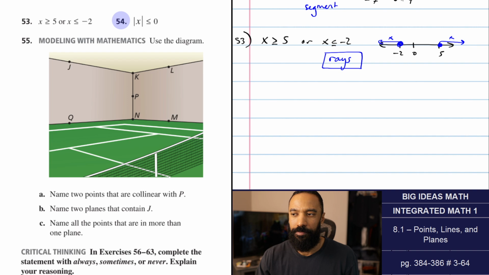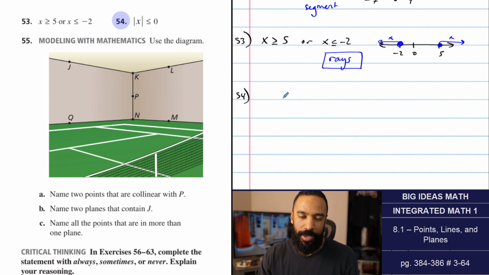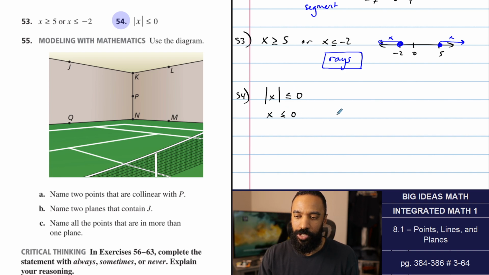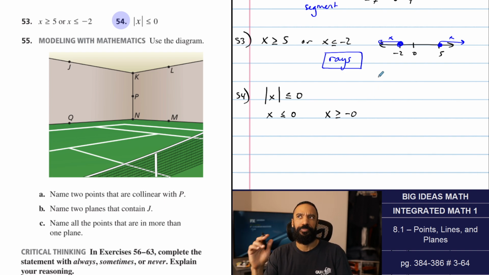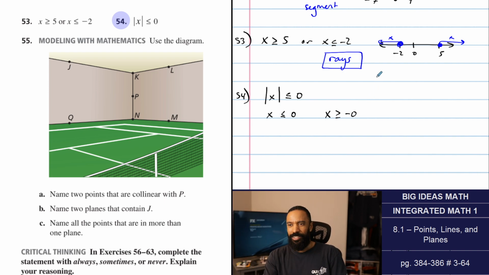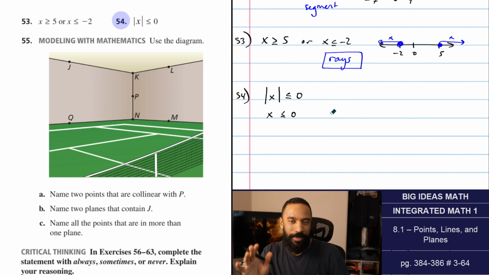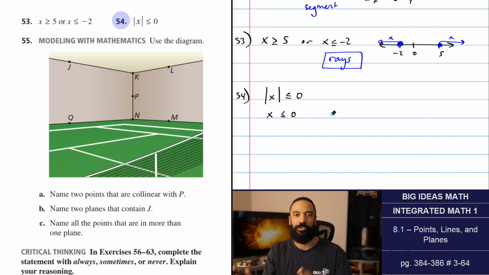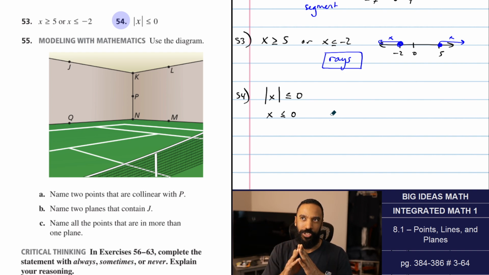And 54, absolute value of x is less than or equal to 0. Well, maybe we'll solve that first to make sense of it, but it's one of those where we're saying either x is less than or equal to 0 or x is greater than or equal to negative 0. Wait a second, no, I'm sorry. Forget how I was saying that. Anyway, it's a way of saying that we have to be within 0 units of 0 in either direction, and this is as best as I can say.